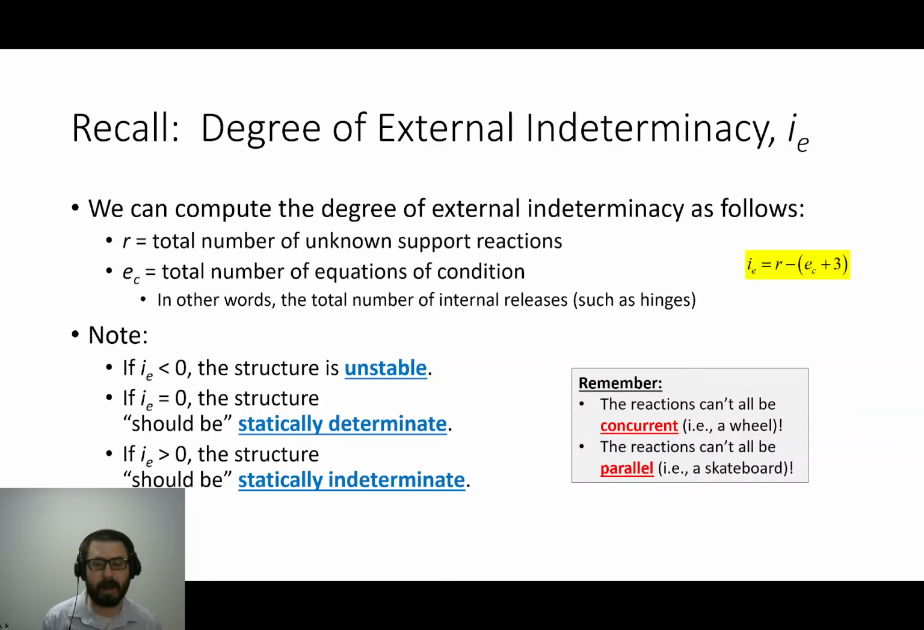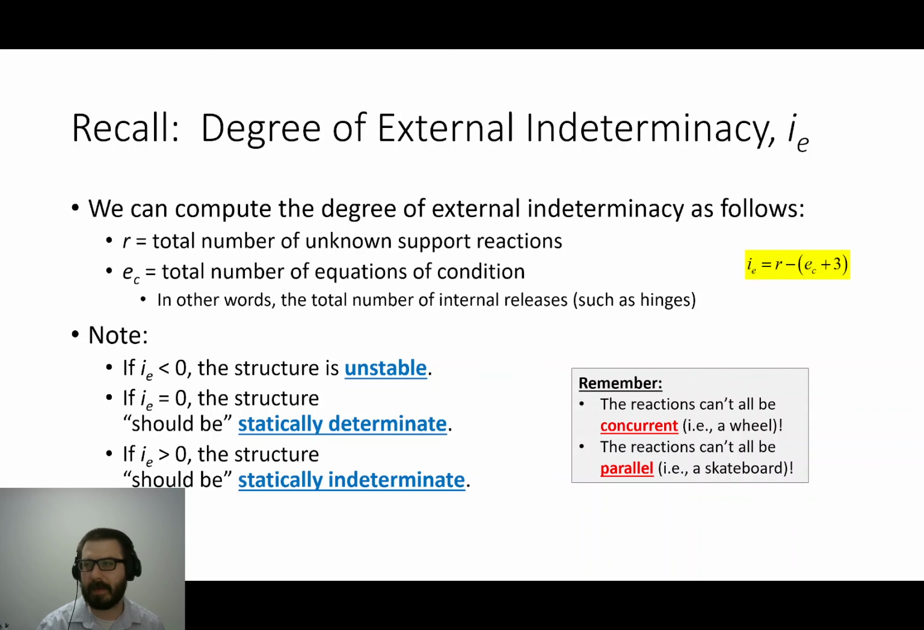If we had more unknowns than knowns, then we said the structure should be statically indeterminate, and vice versa, we said the structure is unstable. And remember, there were some caveats with whether or not a structure was stable. Just because we had an IE value that was non-negative didn't guarantee stability. For a structure to be stable, the reactions couldn't all be concurrent and they couldn't all be parallel. What we were looking at in this assessment was external indeterminacy, the structure as a whole.